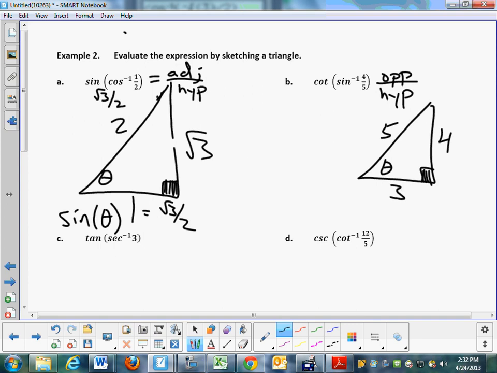Yep, 3, 4, 5 triangle. Or you can do a squared plus b squared is c squared, Pythagorean theorem. If you sine inverse something, what do you come up with? We come up with theta. So this problem changes to cotangent of whatever theta is. What is cotangent in terms of sine, or opposite, adjacent, hypotenuse? Adjacent over opposite, which is 3 over 4.